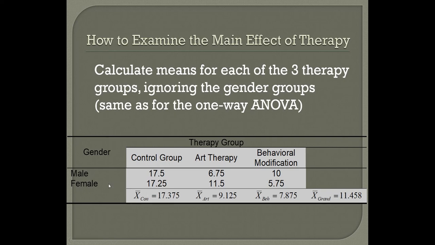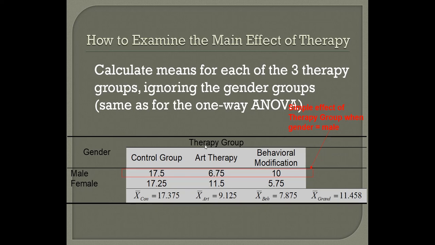So to look at differences between the marginal means, so the means in the margins. So here we have means for control group, art therapy, and behavior mod. The differences between those, if there are, so collapsing across gender, that would be the main effect for the therapy group or the treatment group. We'll also be looking at a little later in the lecture things called simple effects.